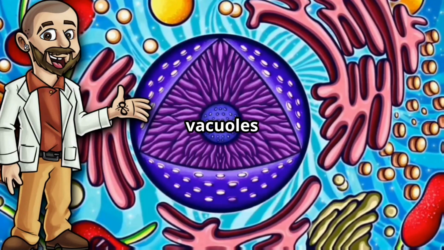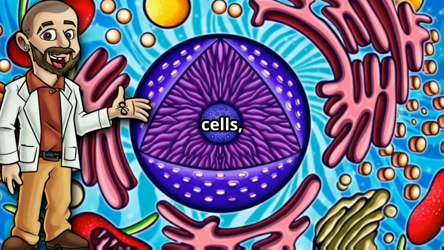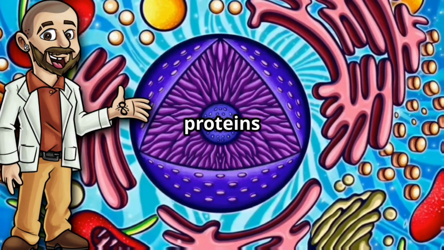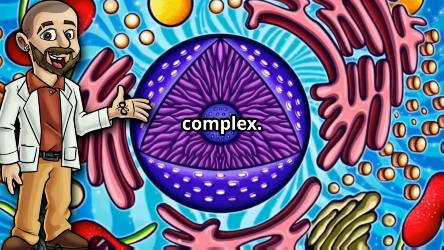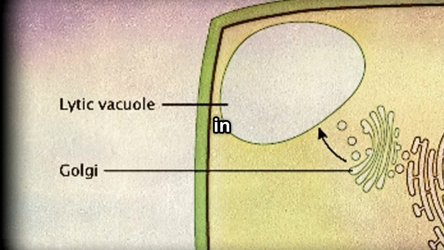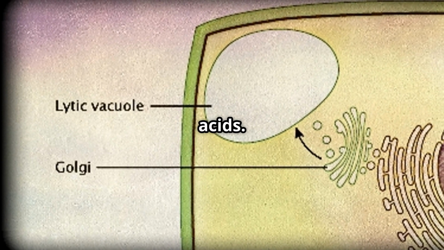Another function of vacuoles is to transport molecules within the cell. In plant cells, vacuoles are involved in the transport of proteins and lipids from the endoplasmic reticulum to the Golgi complex. They can also play a role in the transport of small molecules, such as sugars and amino acids.